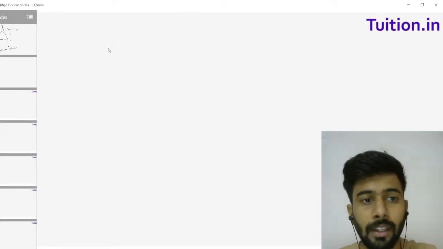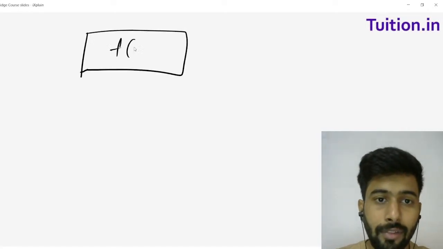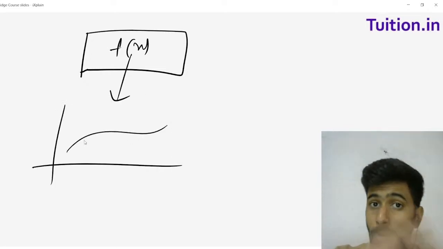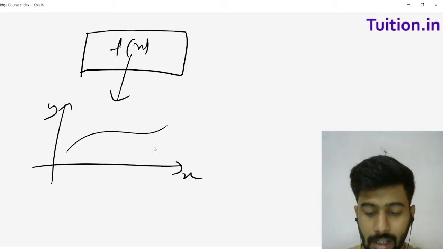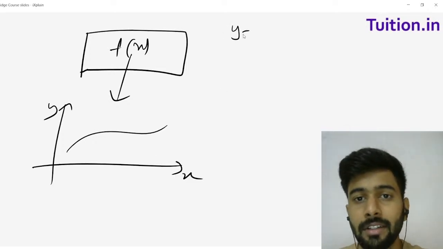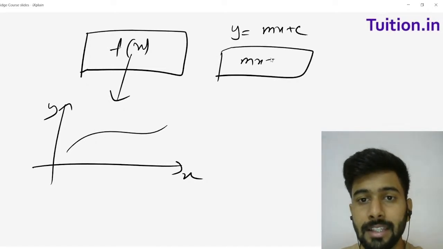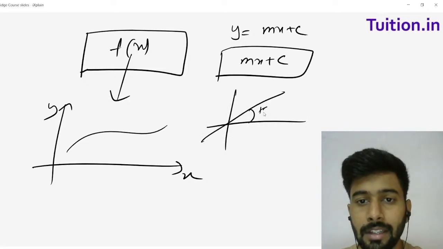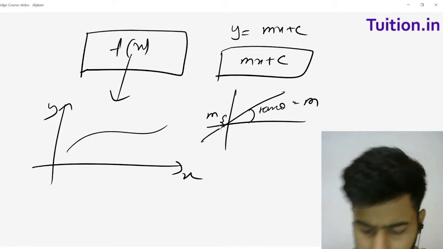So, guys, all these blocks that I've been talking about, these functions, each of these functions has a graph. They can be plotted on an xy axis. Now, to draw something like y is equal to mx plus c, let's say. So if you have mx plus c as your function, it is simply a straight line with slope tan theta equal to m and y-intercept c, right? It's very simple, a straight line.